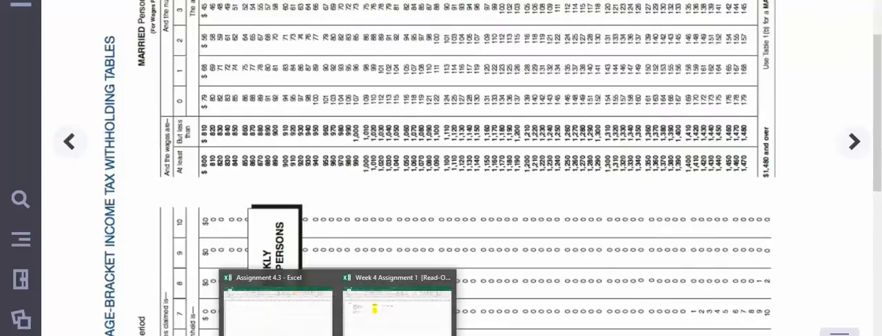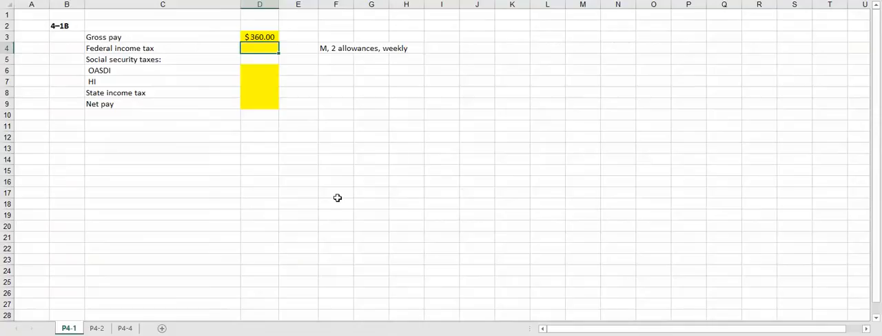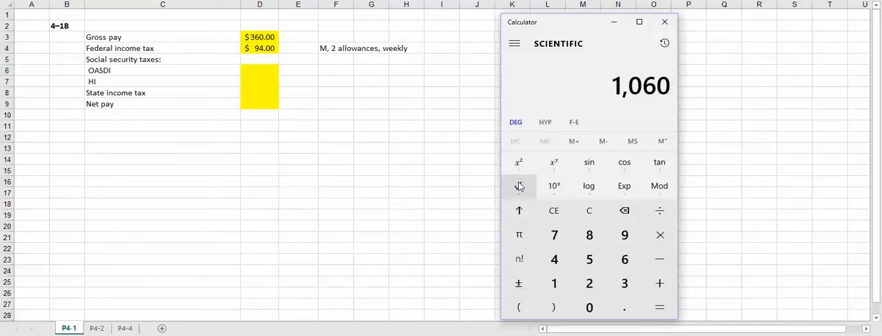If we go to our actual textbook, we're going to pull up the same thing. Married, weekly, 2 allowances. So this would be on page T6. And then it would be $94 instead of $95 for this edition. So $94.